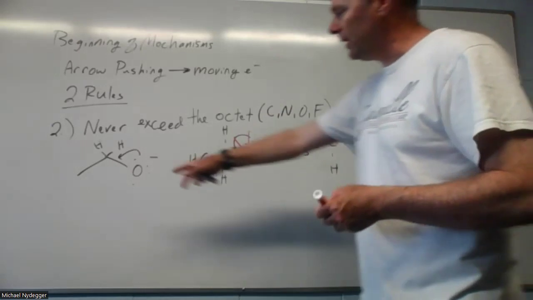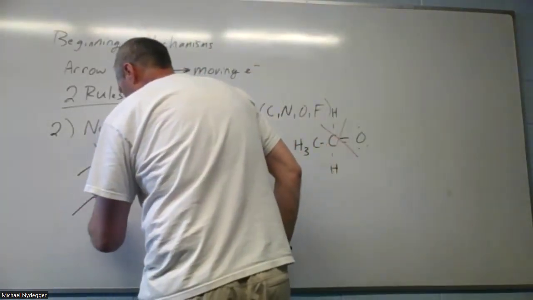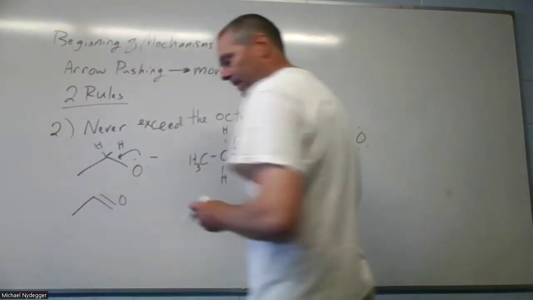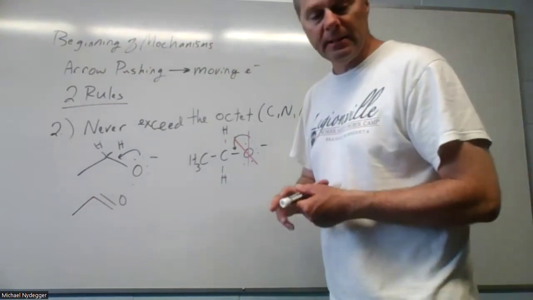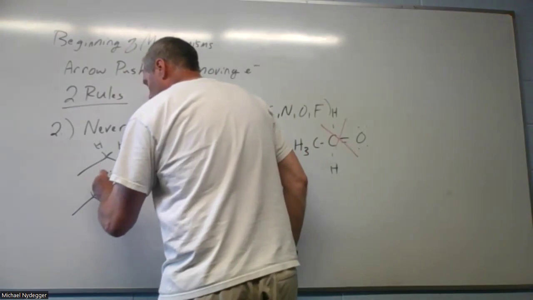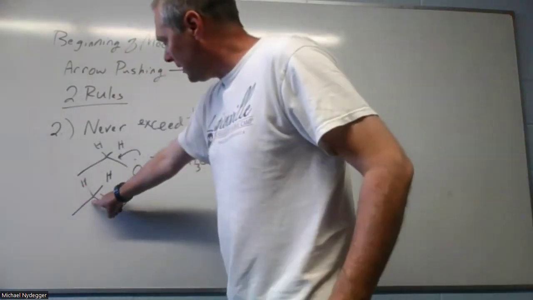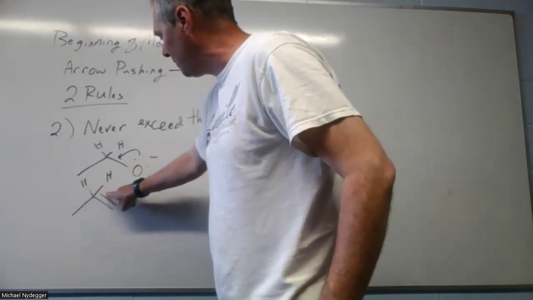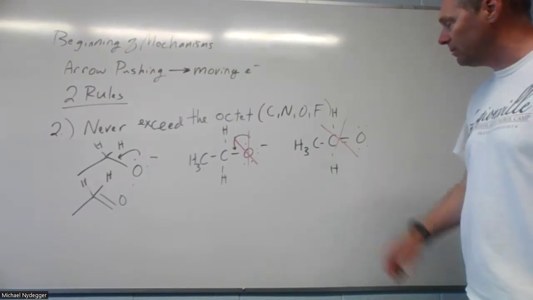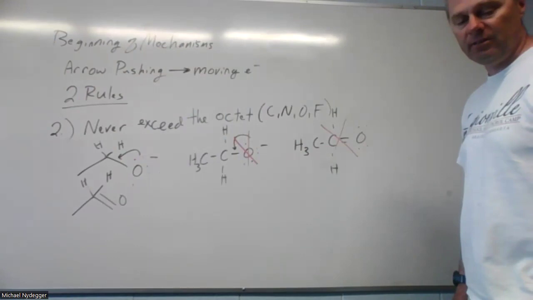If we were to do it over on this side, it would look like this. The problem is that this still has those hydrogens there, and so this carbon right here has 1, 2, 3, 4, 5. It has the 5 bonds, just as what we drew here. So that's not going to happen. Carbon can't have more than 8 electrons in its valence shell.